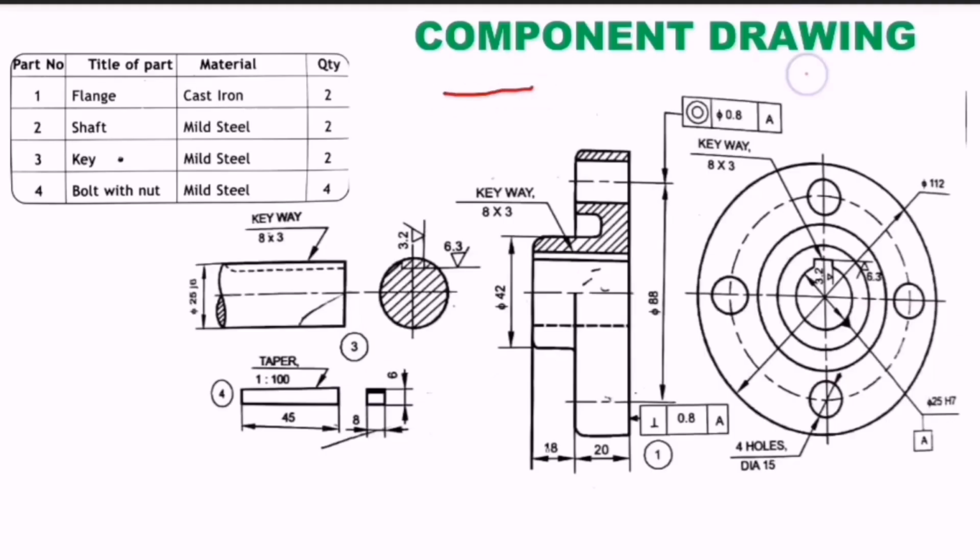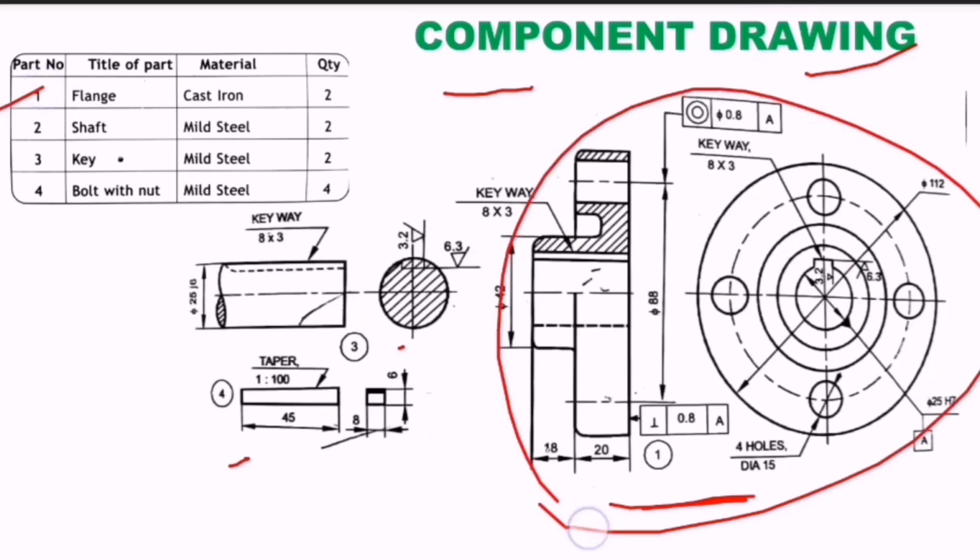First we should go with the component drawing, which means we need to divide that assembled figure into individual parts like this. This is nothing but the flange, this is the shaft, this is the key. These individual parts are very important according to the given dimensions in the question paper. So we need to draw these individual parts. Here we can see the first part is the flange, the second is the shaft, and the third is the key.